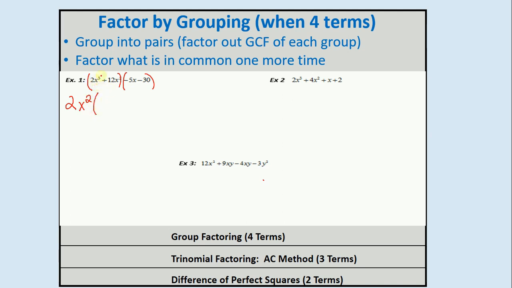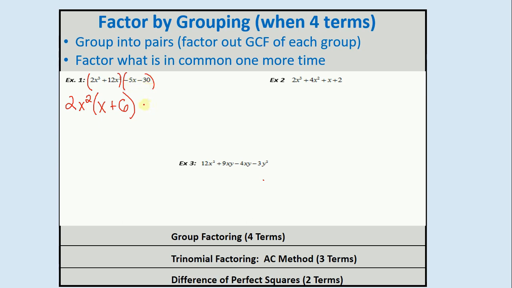So, looking at what I am ultimately going to have after I factor out 2x squared, it looks like I'll have an x plus 6 left behind here. So if I redistribute, I should get back there. What's common between these guys?